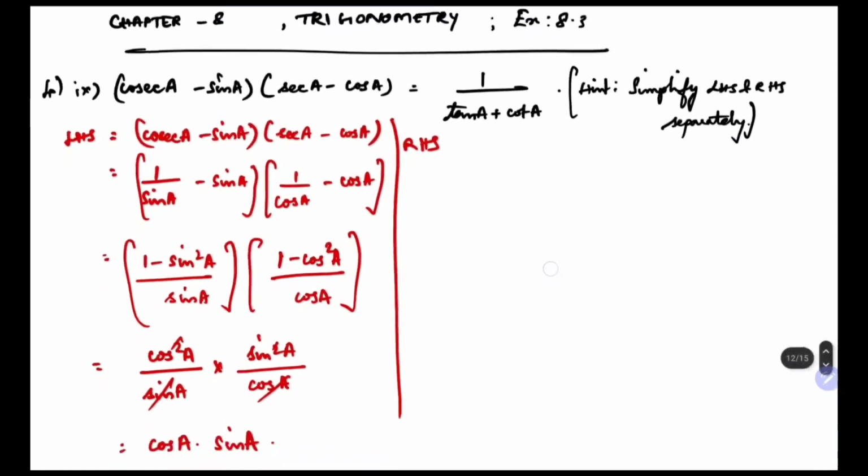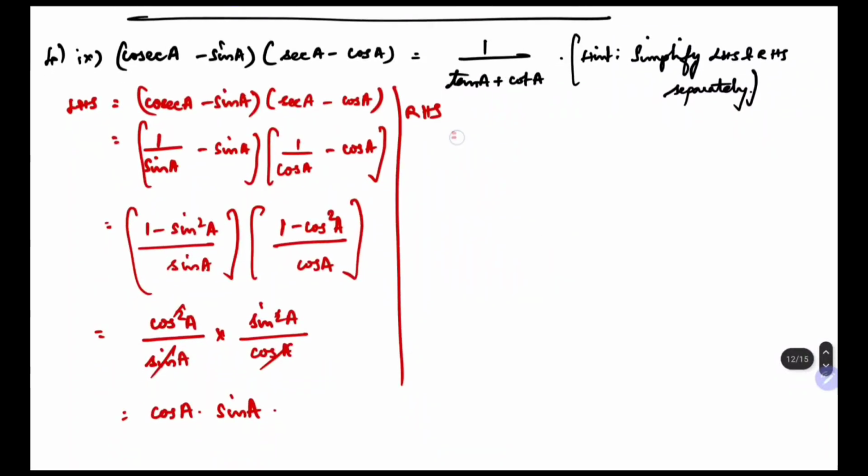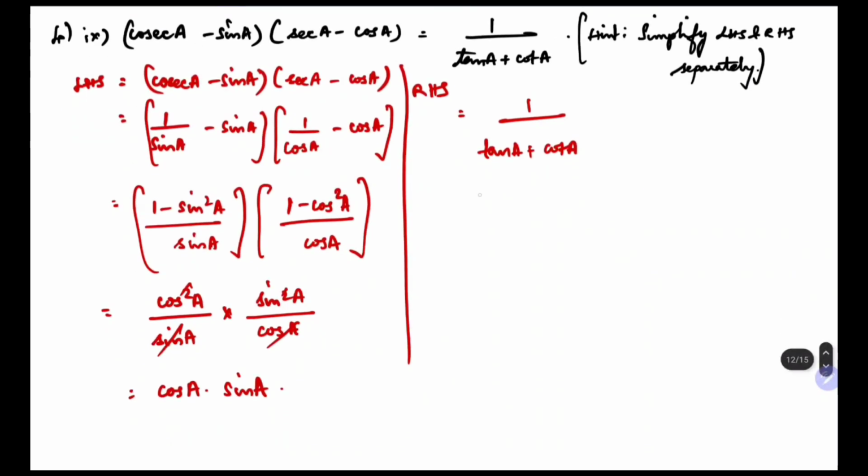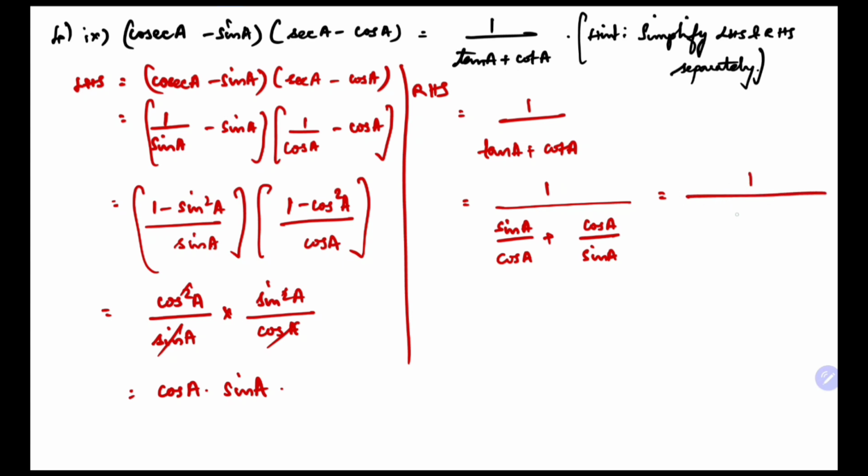Now let us simplify the RHS side. RHS is given as 1 by (tan A plus cot A). We will write tan and cot as sin and cos. Tan A can be written as sin A by cos A. Cot A can be written as cos A by sin A. Taking common denominator, 1 by, common denominator cos A into sin A.